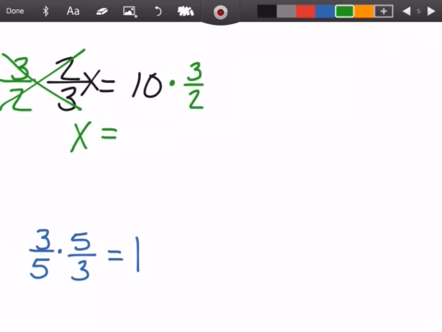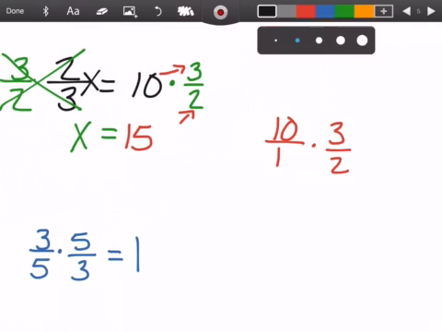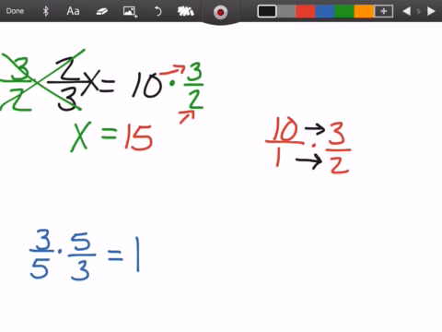And then I would say, okay, well, what's 10 times 3? 10 times 3 is 30, and then 30 divided by 2 would give us 15. You guys could still be doing 10 over 1 times 3 over 2 and going straight across. We're just going to work on simplifying that process through the year. And that is the end of our one-step equations.